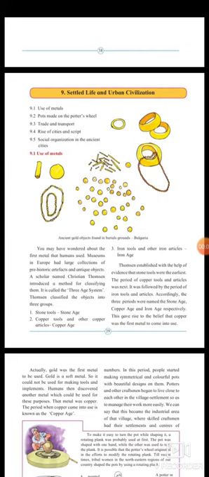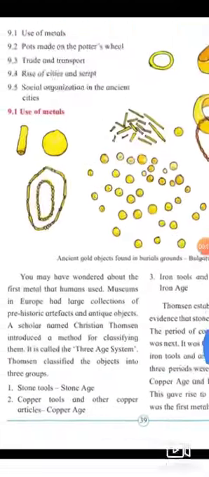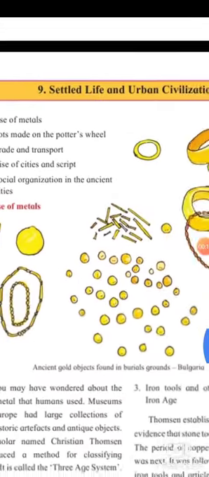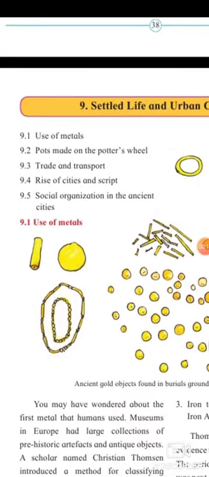Today the topic is Chapter 9, Settled Life and Urban Civilization. 9.1, we will discuss the use of metals, and 9.2, pots made on the potter's wheel. 9.3, trade and transport. 9.4, rise of cities and script. 9.5, social organization in the ancient cities.